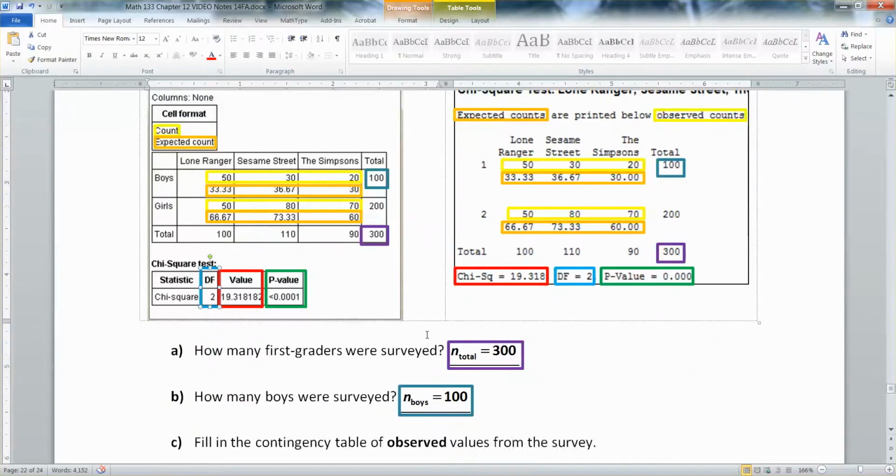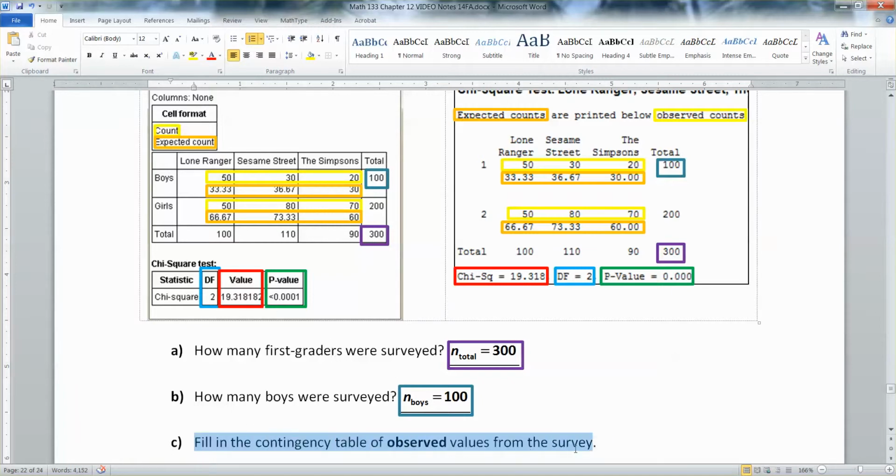All right, so let's answer some questions. How many first graders were surveyed in total? Well, that's the purple box. That's 300. So the n for the total is 300. How many boys were surveyed is 100. That's this little aqua box right here, which by the way means there were 200 girls surveyed, right, if there's 300 total. All right, then I want to find the contingency table of observed values.